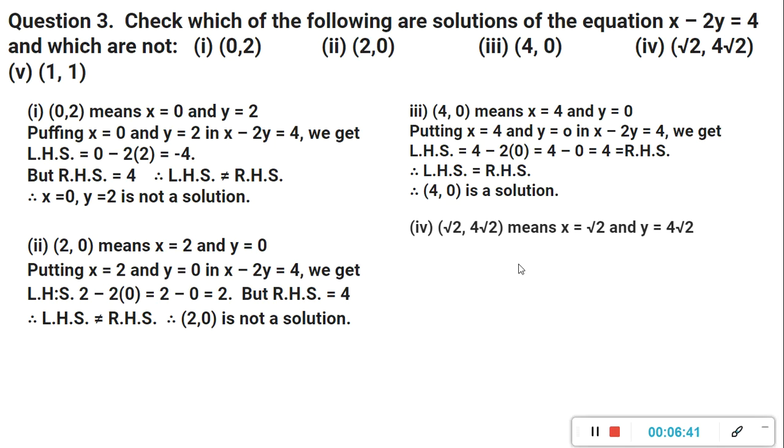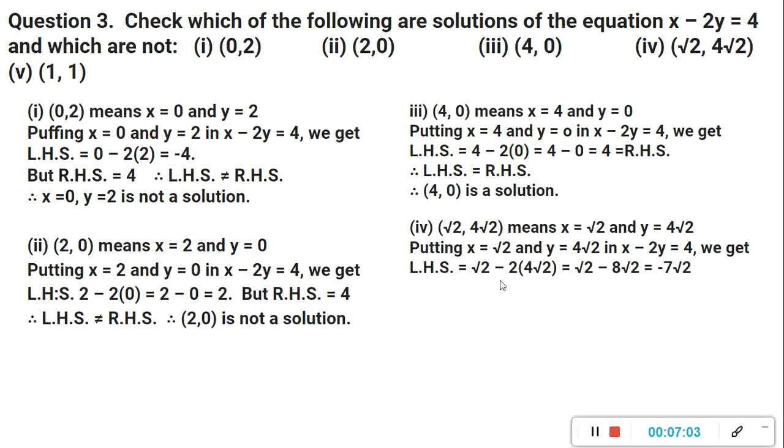Now you can check the next one also, (root 2, 4 root 2). Here it means x is equal to root 2 and y is equal to 4 root 2. So if we put the values there, what will we get? x minus 2y is equal to 4. We are adding the numbers there. x is root 2 and y is 4 root 2, so root 2 minus 2 into 4 root 2. That is equal to root 2 minus 8 root 2, that is equal to minus 7 root 2. That is also not correct. LHS is not equal to RHS. RHS is given as 4. So this is also not a solution.